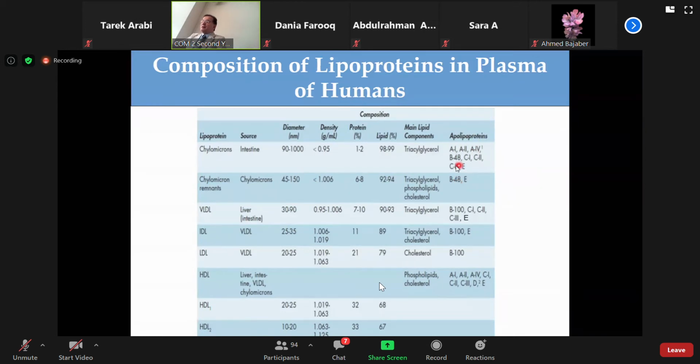But look into the chylomicron remnants, we have the B48. The chylomicrons have the B48. Then if you look into the VLDL, we start seeing the B100. I do need you to know the B48, B100. Look into the LDL, the B100, and that's the apoprotein B100. If you go to the HDL, mostly we have the A1, A2, and A4.